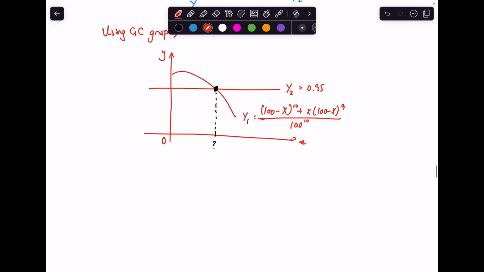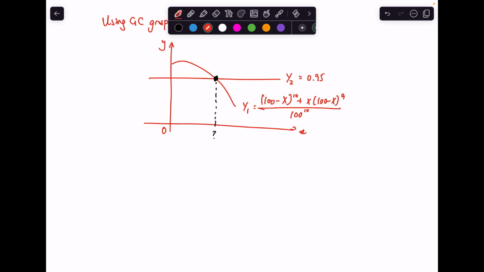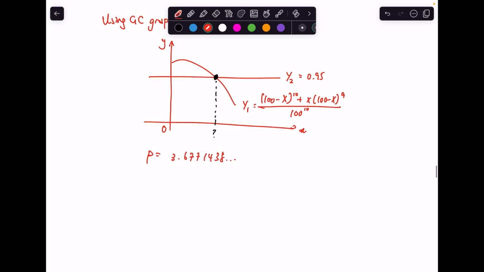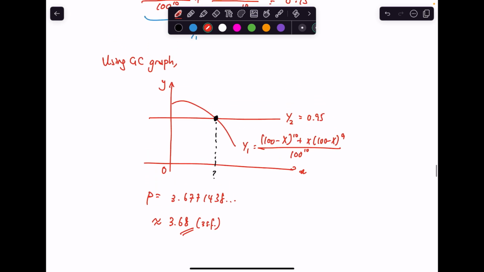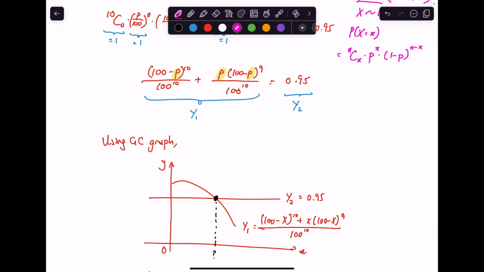So from our GC, if we look at what the value of this probability P is, P is equal to 3.677143.8, whatever that is. So we get this value for P. P is a probability, so we just round off to 3 SF, 3.868. And we are done.